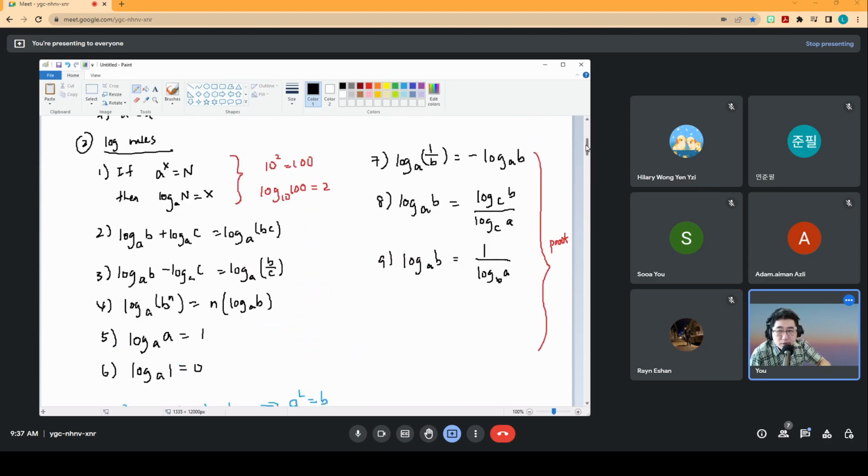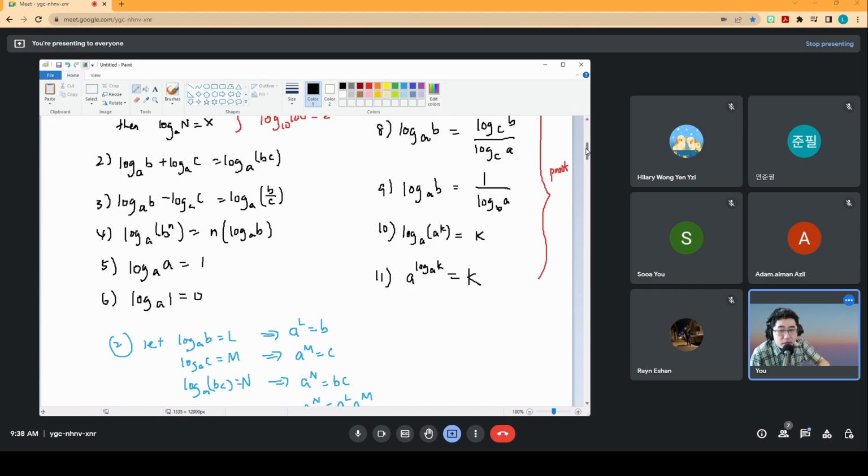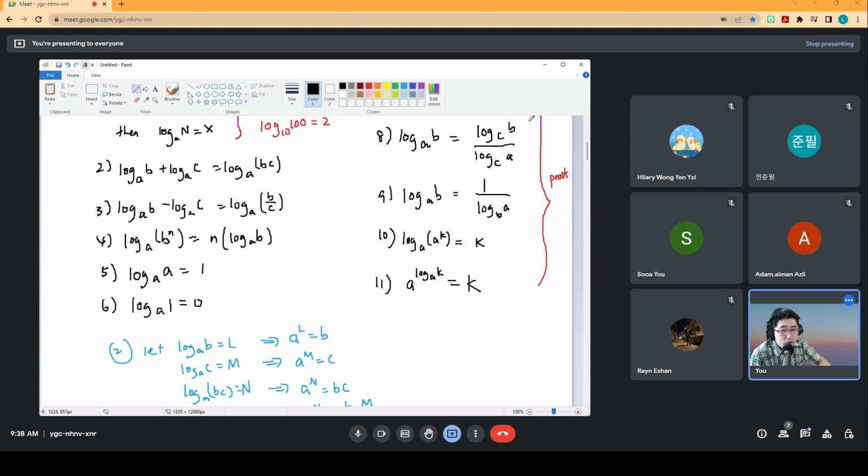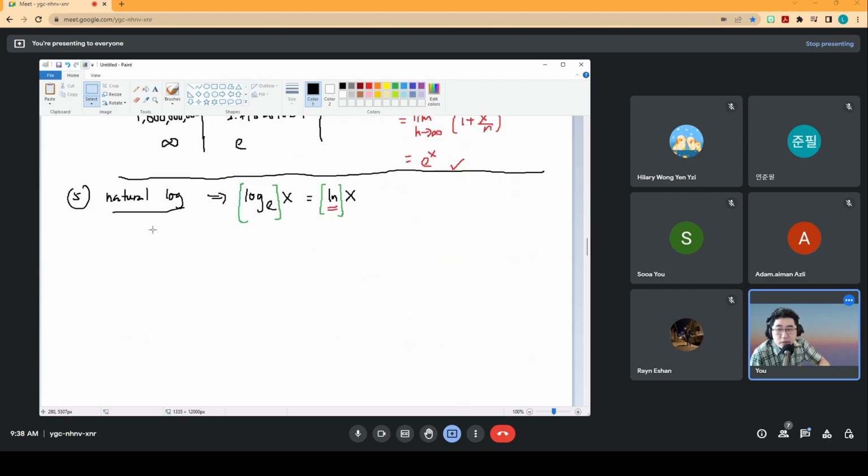Oh, I know what I'm missing already. I'm missing 2 additional rules. Sorry, I still have rule 10 and rule 11. Now I recall. Rule 10 is log a of a^k equals k. Rule 11 is a to the power log a of k equals k. Let me recap and fill in for 10 and 11. There was something that I'd forgotten, so I put it in later.